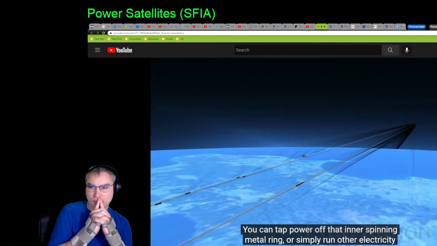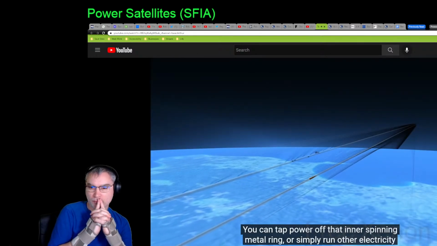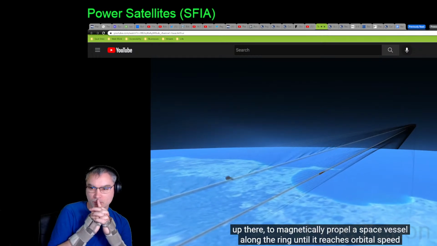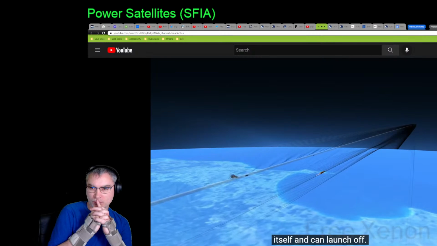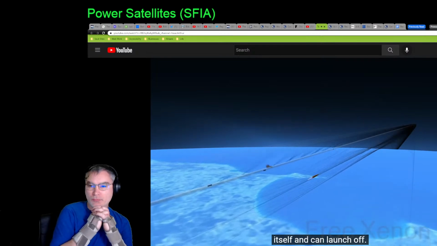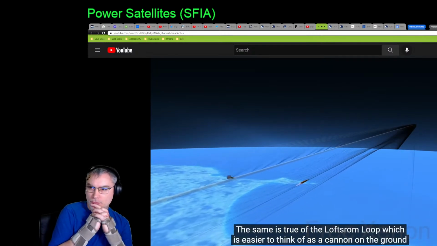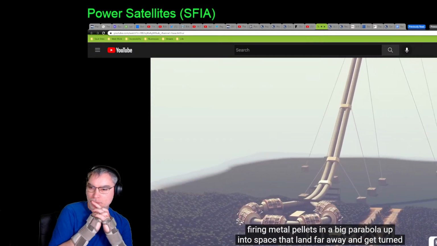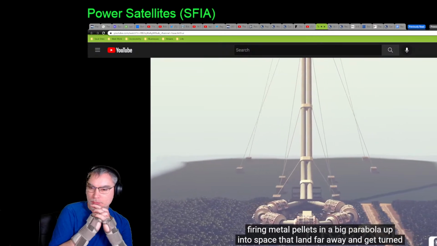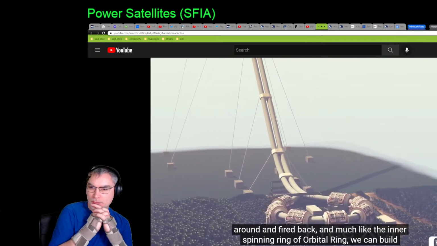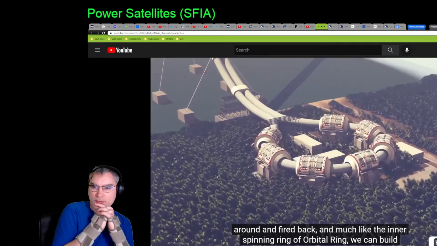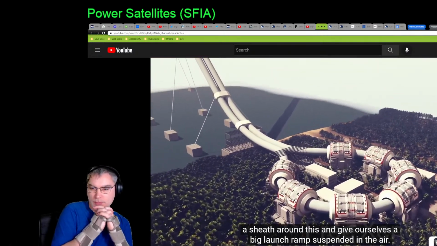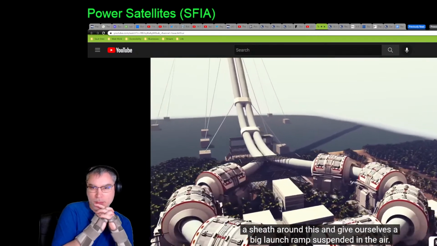You can tap power off that inner spinning metal ring, or simply run other electricity up there to magnetically propel a space vessel along the ring until it reaches orbital speed itself and can launch off. The same is true of the Lofstrom loop, which is easier to think of as a cannon on the ground, firing metal pellets in a big parabola up into space that land far away and get turned around and fired back. And much like the inner spinning ring of an orbital ring, we can build a sheath around this and give ourselves a big launch ramp suspended in the air.